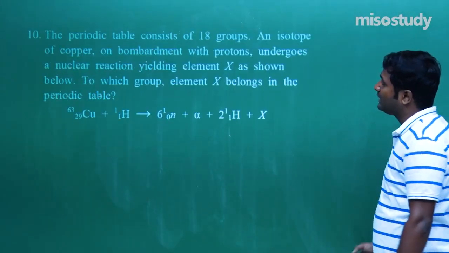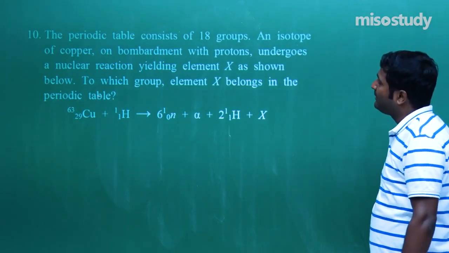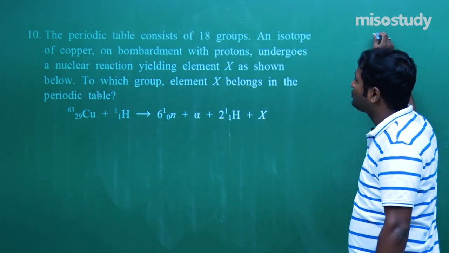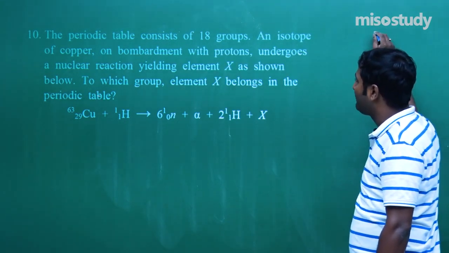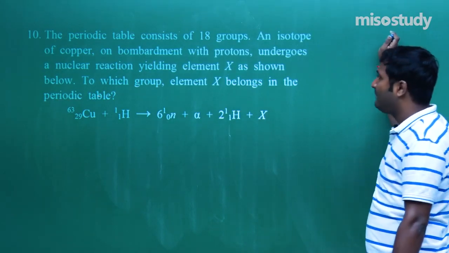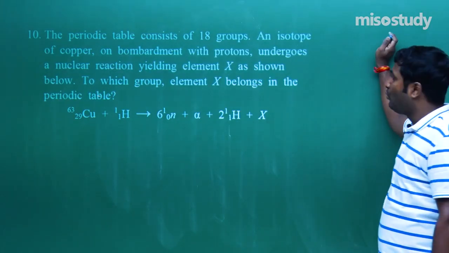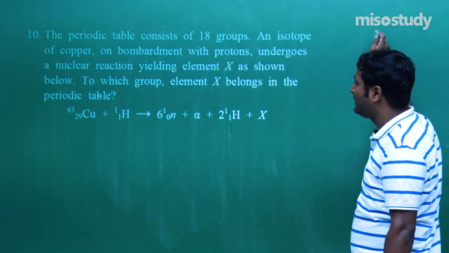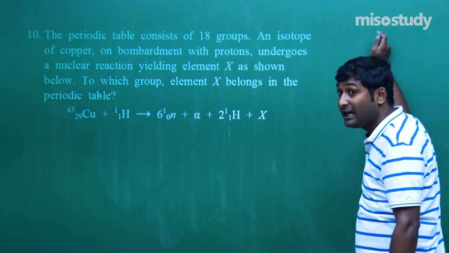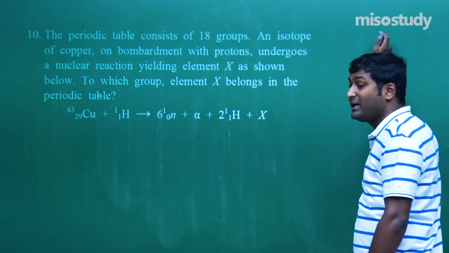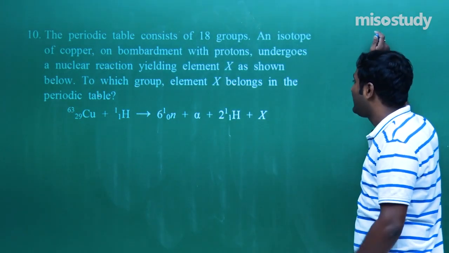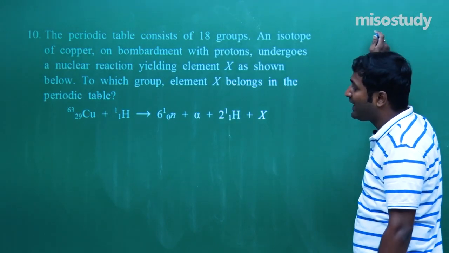Now let's move to the next one. Look at the periodic table which consists of 18 groups, and isotopes of copper on bombardment with proton undergo a nuclear reaction giving element X as given below. To which group does element X belong in the periodic table? As we know, this is an example of nuclear reaction, and in nuclear reaction we have to balance the atomic number as well as mass number. Now check it out, how to find the X.